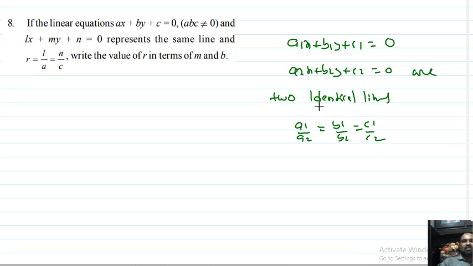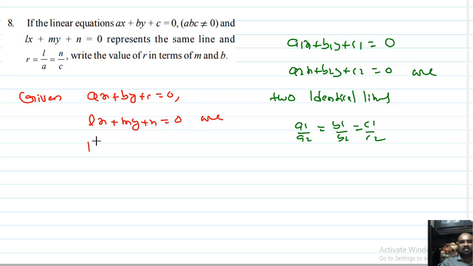Okay, students, here what is given? I will write the given: ax plus by plus c equal to 0, and lx plus my plus n equal to 0 are identical. They are the same line, that is the meaning of identical.